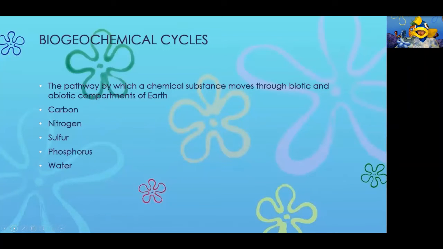The first thing that we're going to talk about are biogeochemical cycles. Biogeochemical cycles are simply pathways by which chemical substances move through the biotic and abiotic compartments of the earth. There are 5 primary biogeochemical cycles: carbon, nitrogen, sulfur, phosphorus, and water.